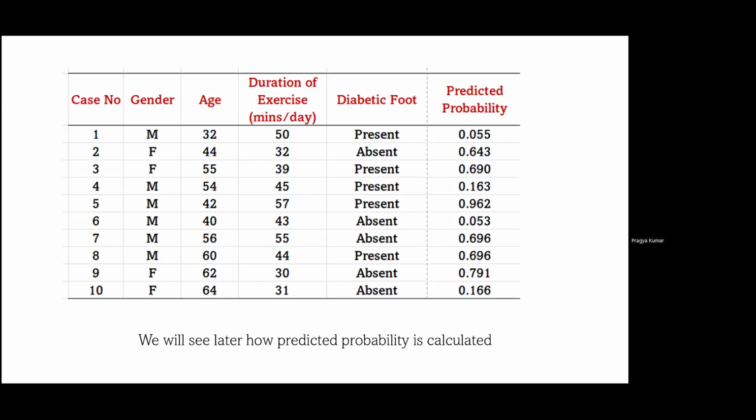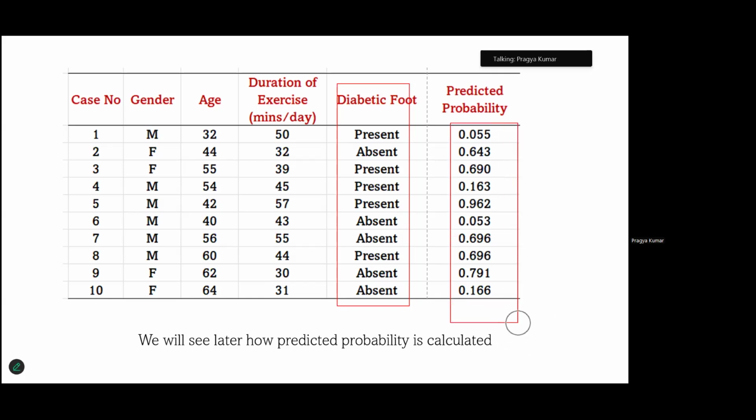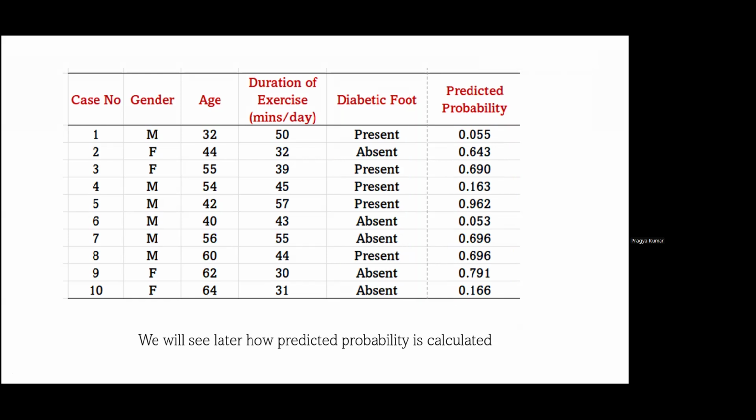Now, this is the predicted probability. Dr. Abhishek was asking how it calculates the predicted probability. We will see in the software how it is done. So you can see here this is a 32-year-old with 50 minutes duration, and this is diabetic foot, the actual situation. This is the actual patient situation, and this is the predicted probability for this particular person. Now, the calculation of predicted probability, we will see how it is done.